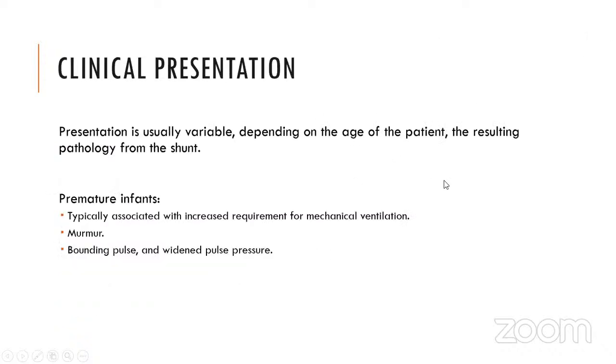So clinical presentation is variable. It depends on the age of the patient and the exact pathology from the shunt. In premature infants, it may lead to increased requirement of mechanical ventilation and tachypnea. On examination, you may find a heart murmur. The murmur is typically heard at the left infraclavicular region and/or upper left sternal border, and it is usually described as a machinery-like murmur that is continuous throughout systole and diastole.